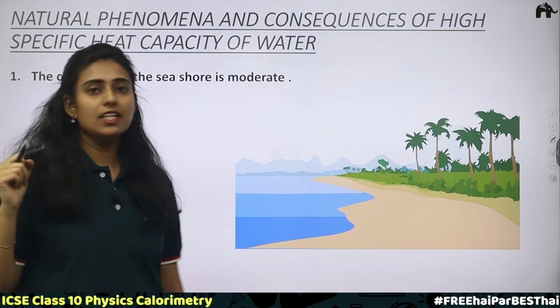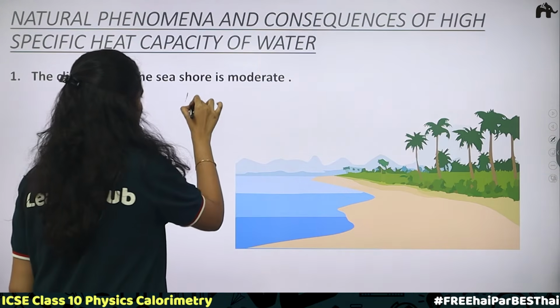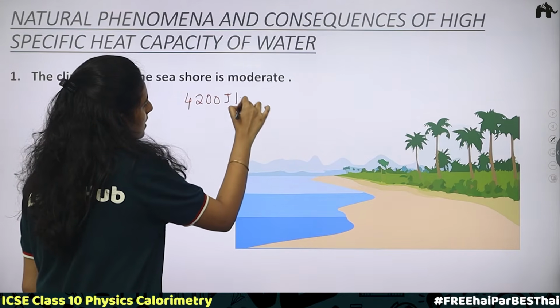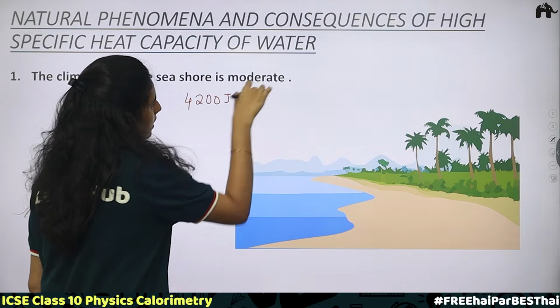Natural phenomenon and consequences of high specific heat capacity. We know that the specific heat capacity of water is very high. It is approximately 4,200 joules kilogram inverse Kelvin inverse.